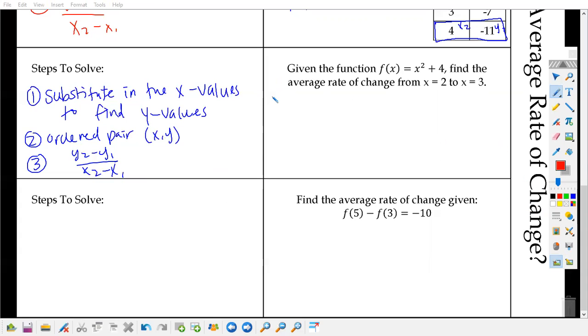Okay, so we're going to follow step 1. It says substitute in the x values to find your y value. So the first x value they give us is x equals 2. So we're going to find f of 2, which equals 2 squared plus 4. What is 2 squared? What is 4 plus 4? 8. Still good? Yeah?